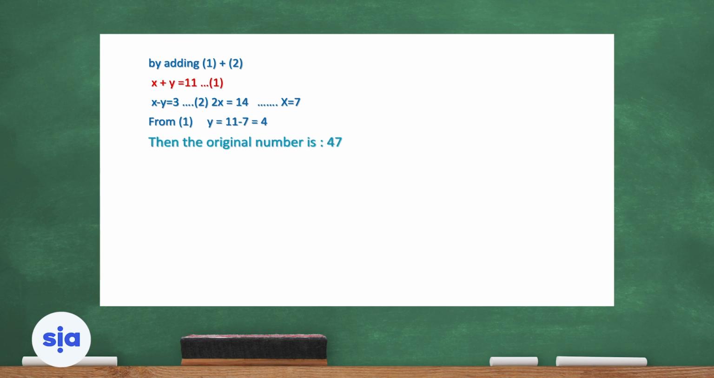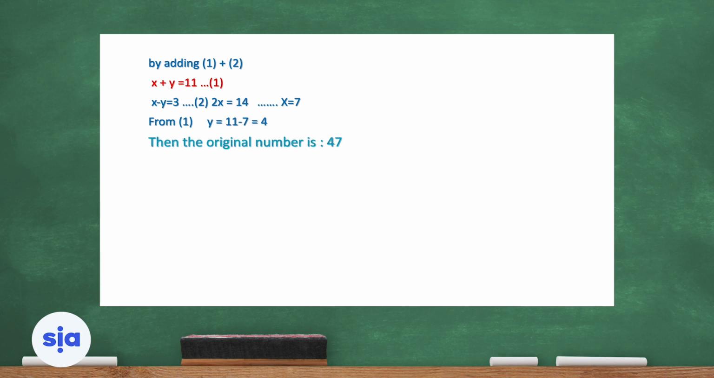So what is the original number? The tens digit is 4. How can I get the ones digit? Yes, exactly, as you said, I'm going to substitute this value of 4 in my equation that says u equals 11 minus t. So u equals 11 minus 4. So u is equal to 7.